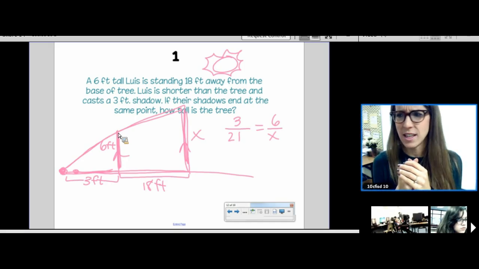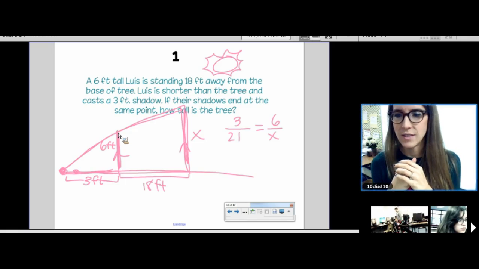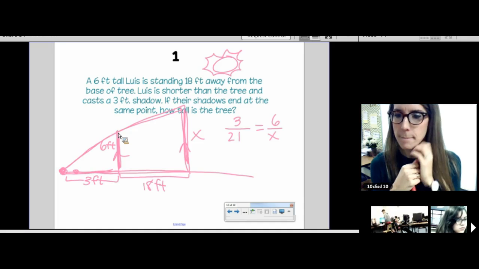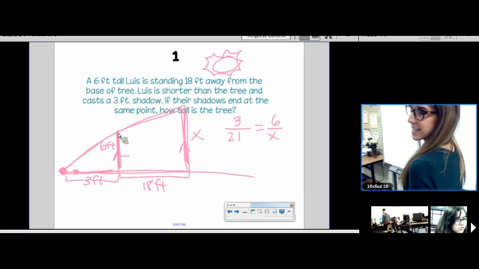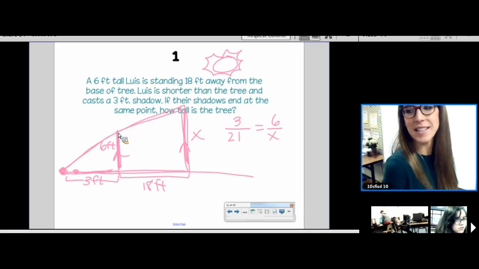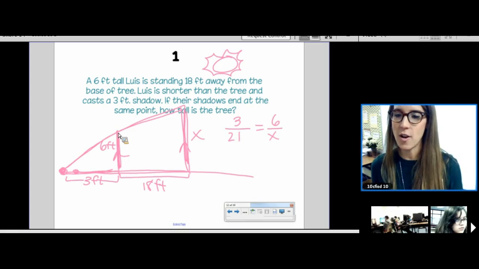Aaliyah, Lewis can be facing either way. He can be facing the tree or facing away from the tree. The way he's facing doesn't matter. Whether I stand this way or this way, it's where the sun is. My shadow is going to fall in the same spot.